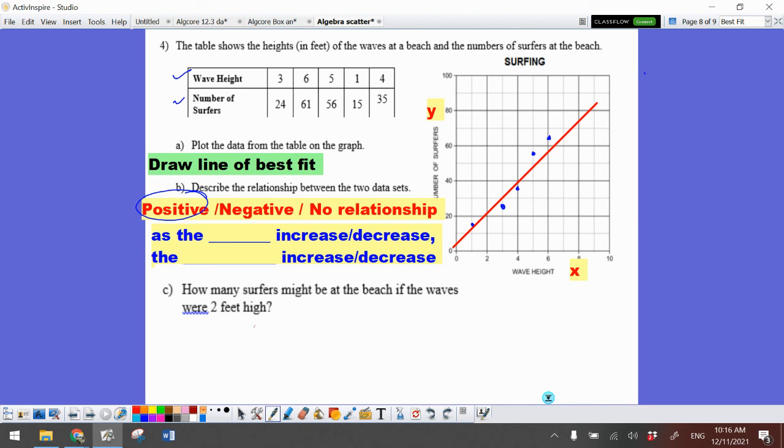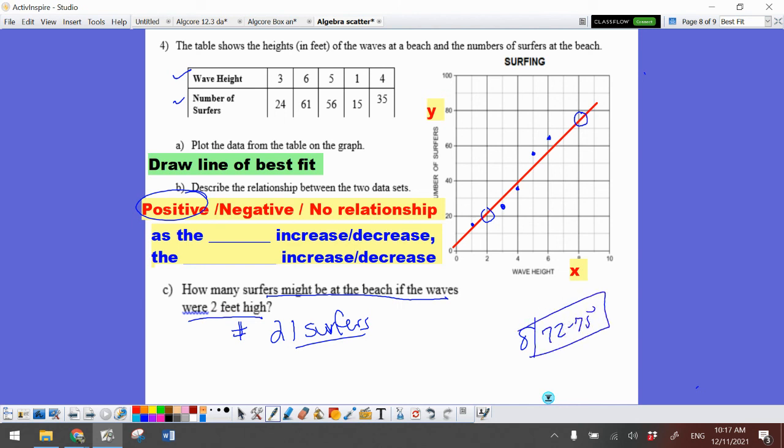Okay, so we are estimating how many surfers might be at the beach if the waves were 2 feet high. So I'm going to go at my 2. I'm going to come across. I see I'm right here. I'm not quite at the 20. I'm a little bit higher. So there might be 21 surfers at the beach. If the wave height was 8, I can go all the way up here and be like, oh man, there's going to be a lot of surfers. That's going to be right around 72 to 75 surfers. Okay, so that line of best fit can be used to estimate.